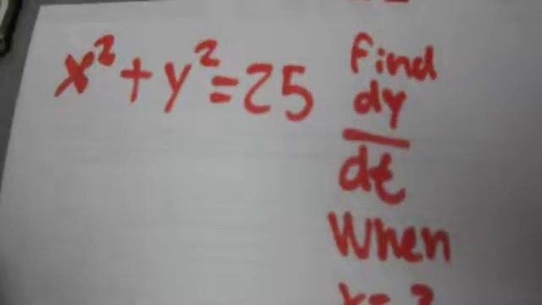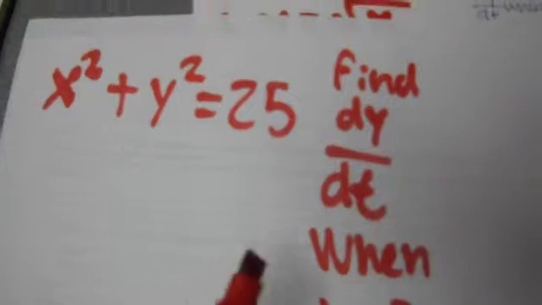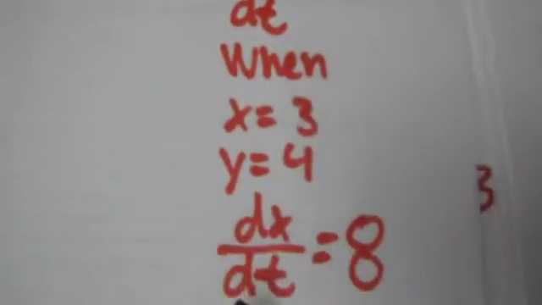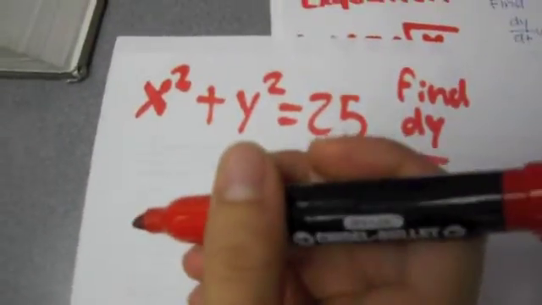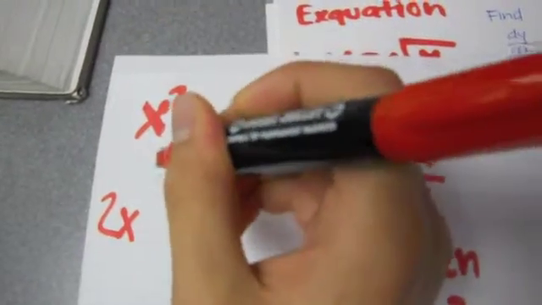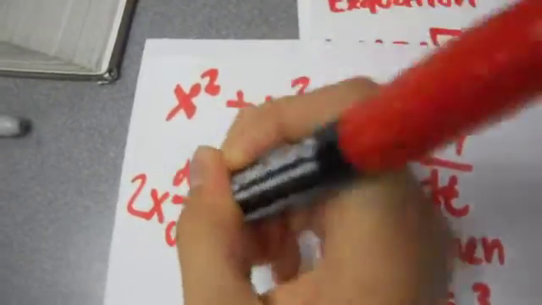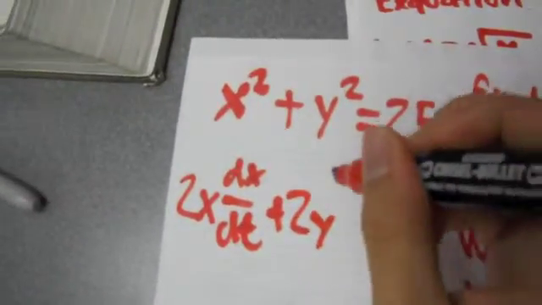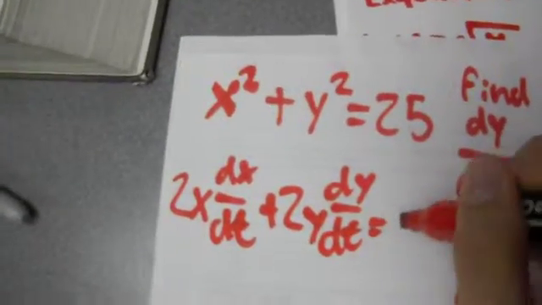Okay, so in this problem, we've got x squared plus y squared equals 25. We're supposed to find dy over dt when x equals 3, y equals 4, and dx over dt equals 8. So first thing we want to do is find the derivative. The derivative of x squared is 2x, and you have to put dx over dt. For y squared, it's going to be 2y, and then dy over dt. And the derivative of 25 is 0.